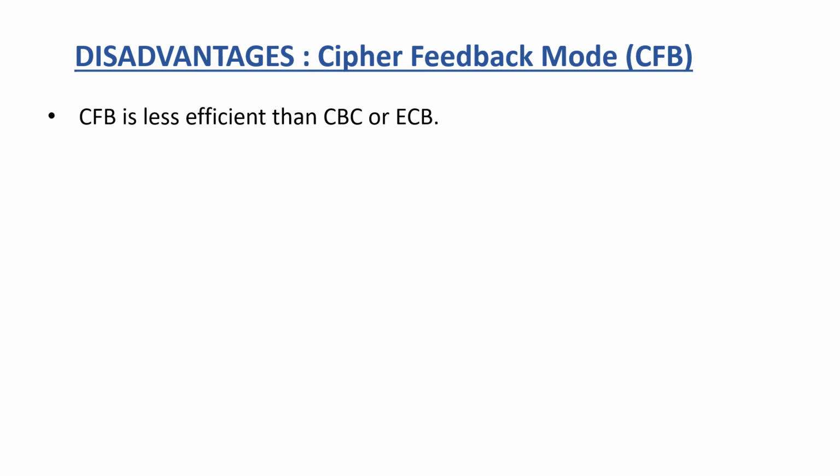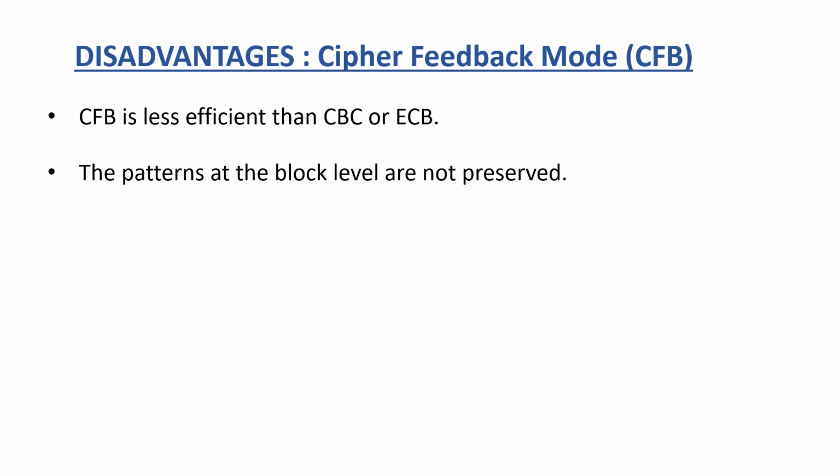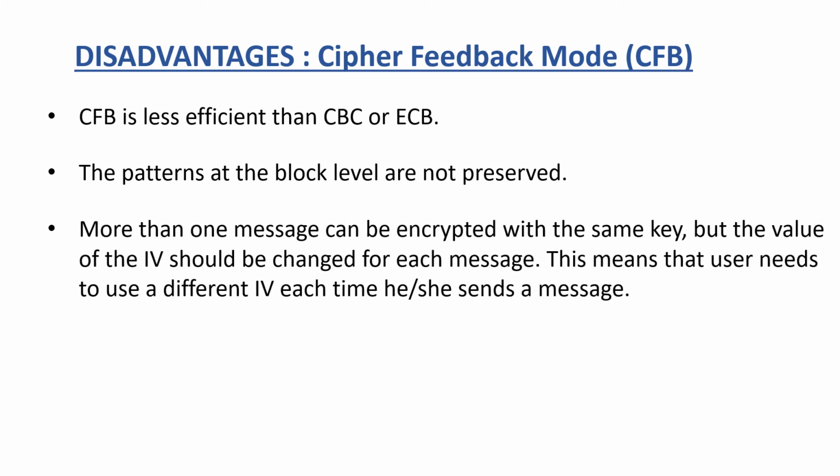Cipher feedback mode is less efficient than cipher block chaining or electronic code book. The patterns at the block level are not preserved. More than one message can be encrypted with the same key, but the value of the initialization vector should be changed for each message. This means that the user needs to use a different initialization vector each time he or she sends a message.